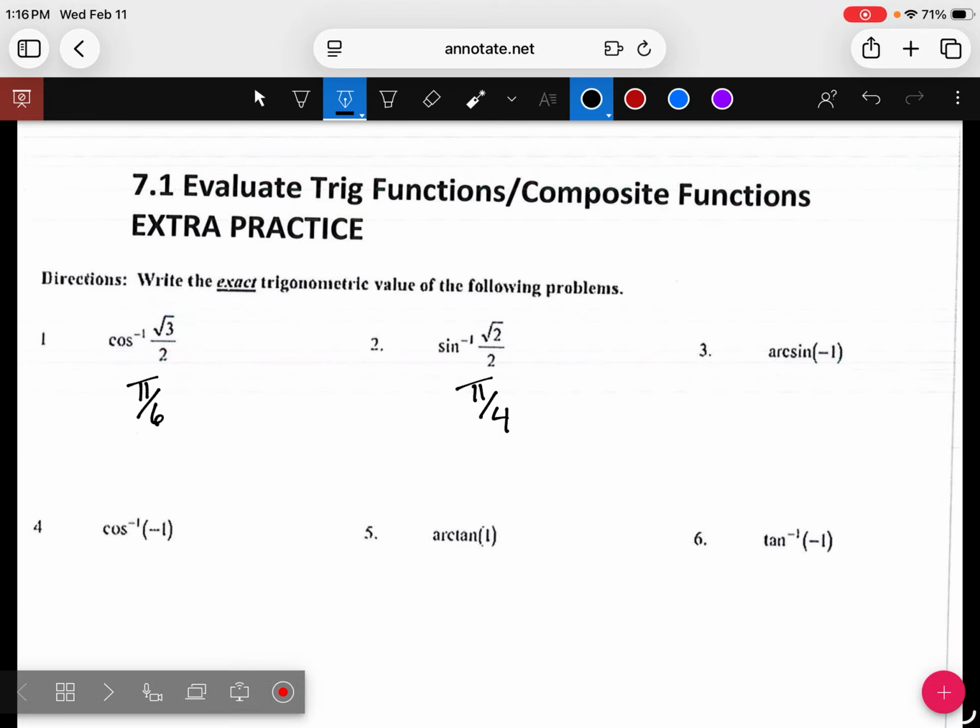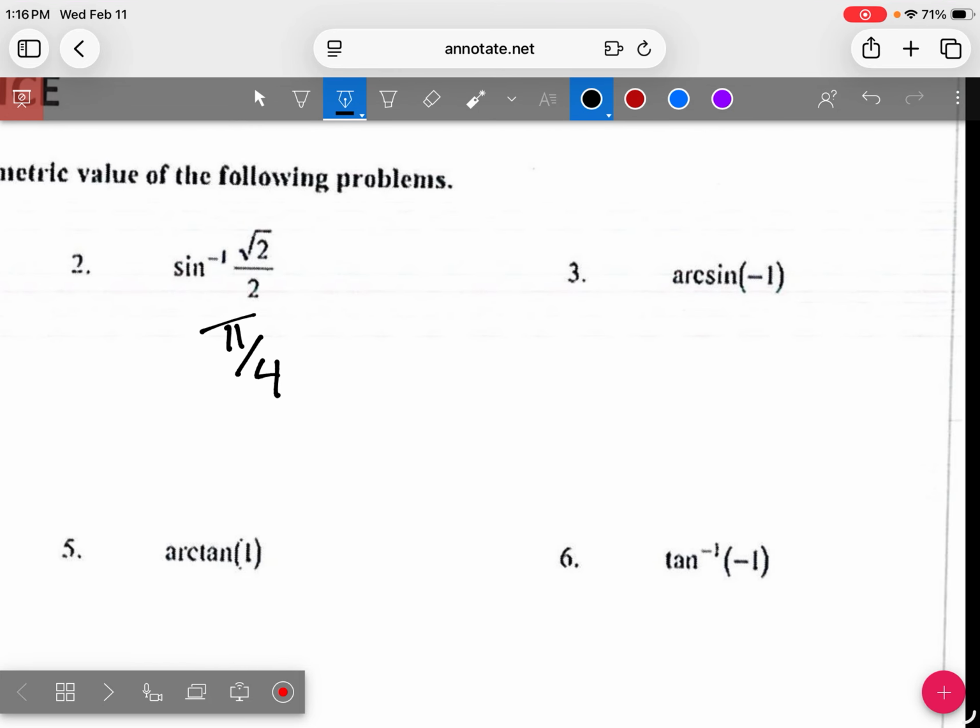Okay, let's look at 3. Remember, this is the same thing as asking inverse sine. You could say arc sine, or you can say sine to the power of -1. So what angle in quadrants 1 or 4 has a sine value of -1? It is 3 pi over 2, but that wouldn't be in the range, so negative pi over 2. That is correct.